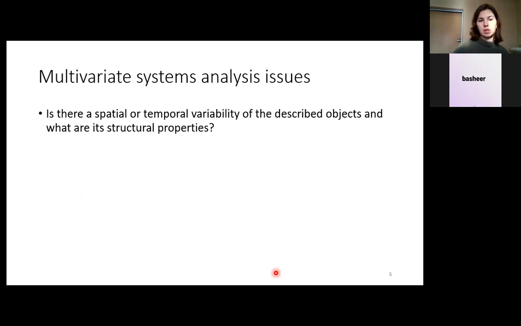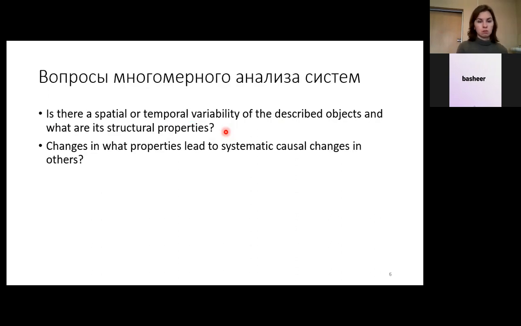The third question is: is there a spatial or temporal variability of the described object, and what are the structural properties? Our objects change during the time, unfortunately. Biological objects are not stable, they may vary. So how to describe this temporal variability? Changes in what properties lead to systematic causal changes in others?